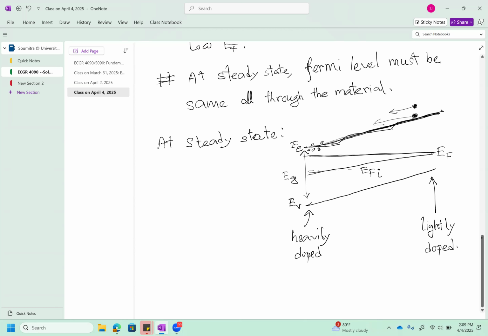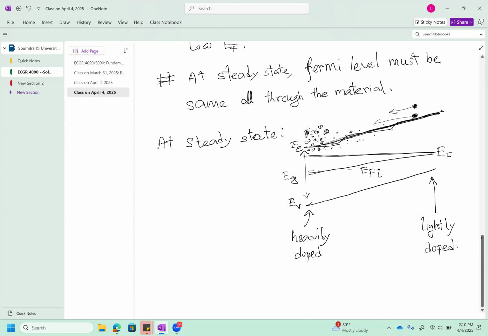We must have a lot of electrons in the left side, correct? But as we go from left to right, we must have less and less electrons, isn't it? Because we doped it gradedly, right? We doped very heavy in the left side, but we doped gradually low as we go towards the right. So electrons must have less and less concentration.